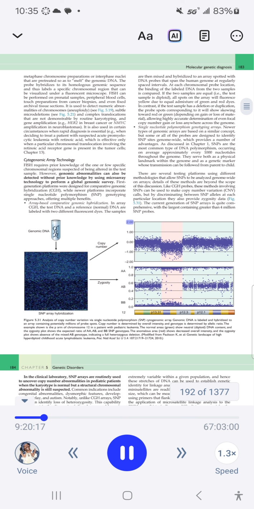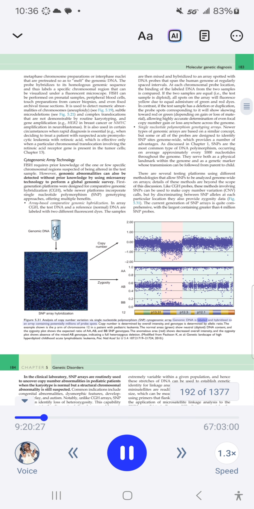Genomic DNA. Copy number 1, 2, 1. SNP array hybridization, zygosity, AB, BB. Copy number variation analysis of single nucleotide polymorphism, SNP.